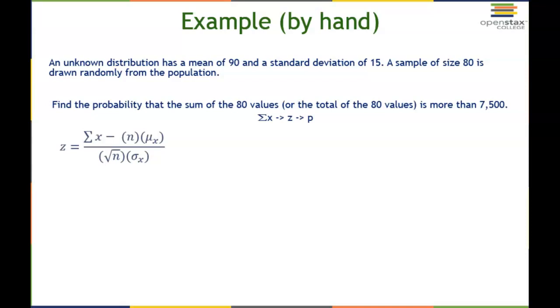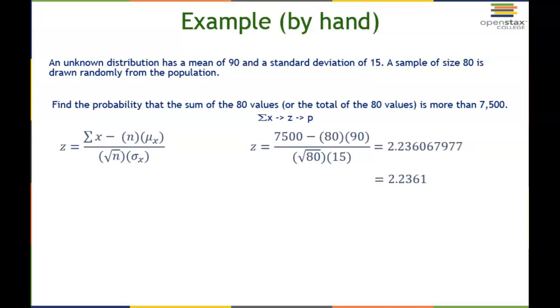Now we're just going to plug in our values. Our sum of x is the 7,500. Our n is the 80 values. Our mean is the population mean of 90. And our standard deviation is 15. So plugging in these values, we get 7,500 minus 80 times 90, all divided by the square root of 80 times 15. We get approximately 2.2361.